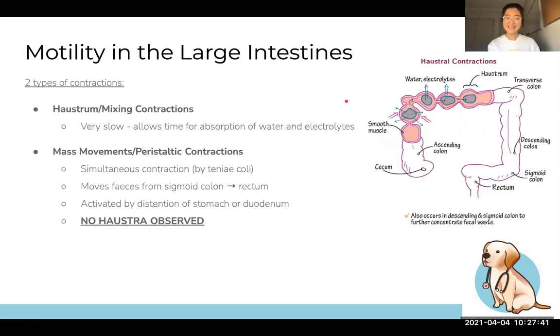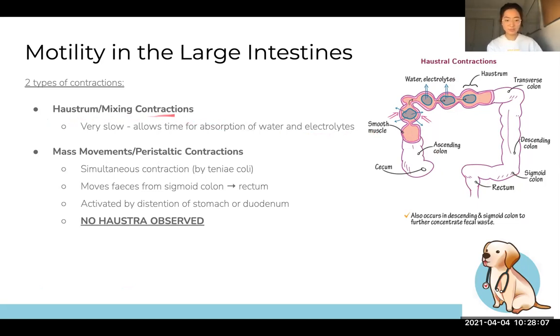The reasoning why I say that is because motility in the large intestine is basically exactly the same thing as in the small intestine, just different words. So the segmenting movement in the large intestine is called haustral contractions. The reason for that is because these little blobs are called your haustra, and they are present inside your colon. So same situation as before.